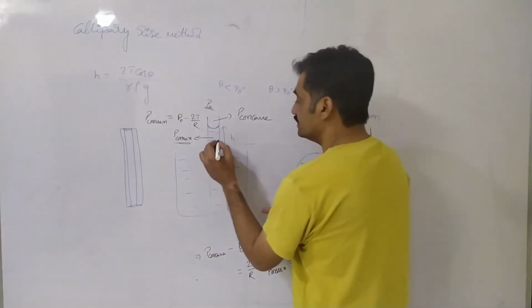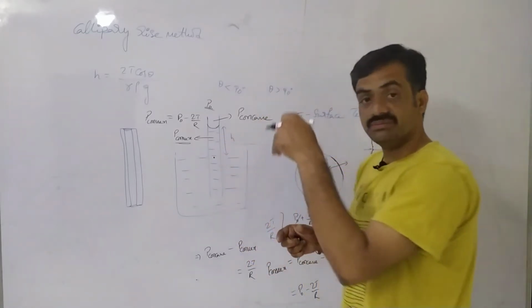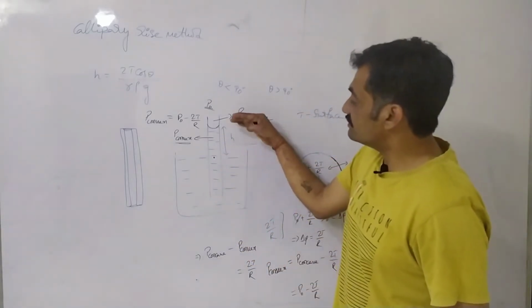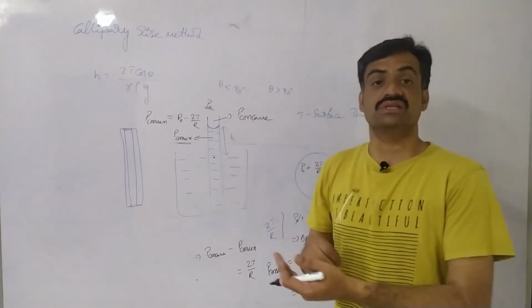Now let us consider a point at a depth h. We know that as we move into the depth of the liquid, the pressure increases.